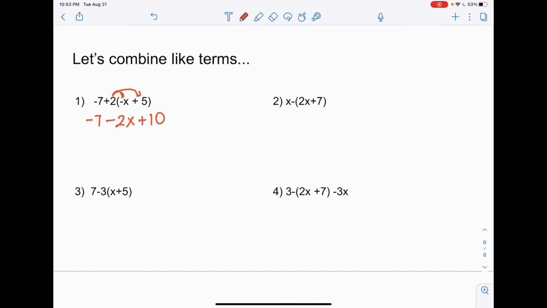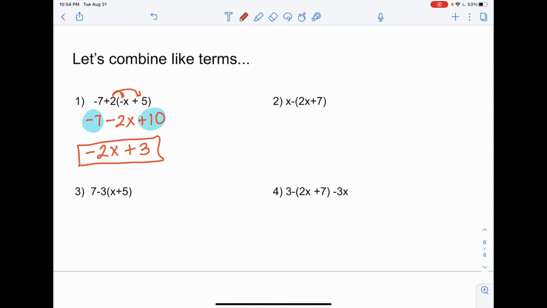If I combine like terms here, let's highlight those. Negative 7 and then positive 10. I will have negative 2x and then plus 3. Okay, great job. And let's continue with the next one.